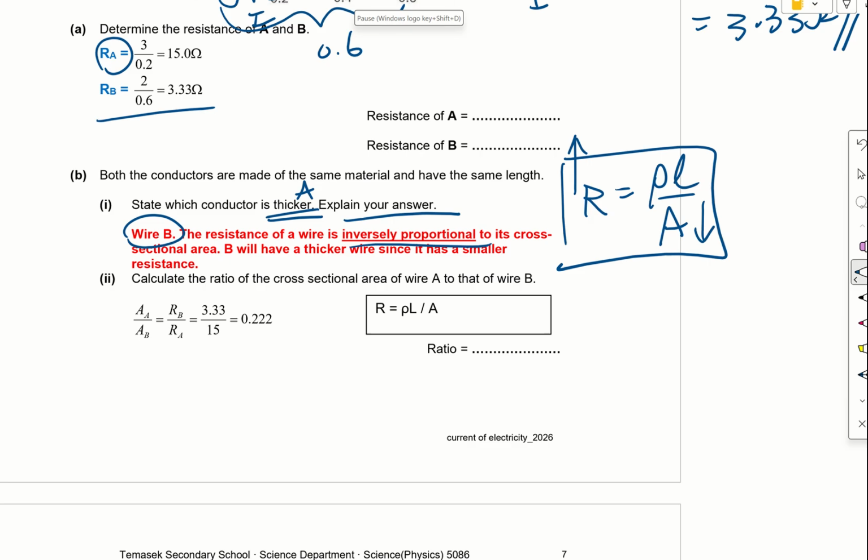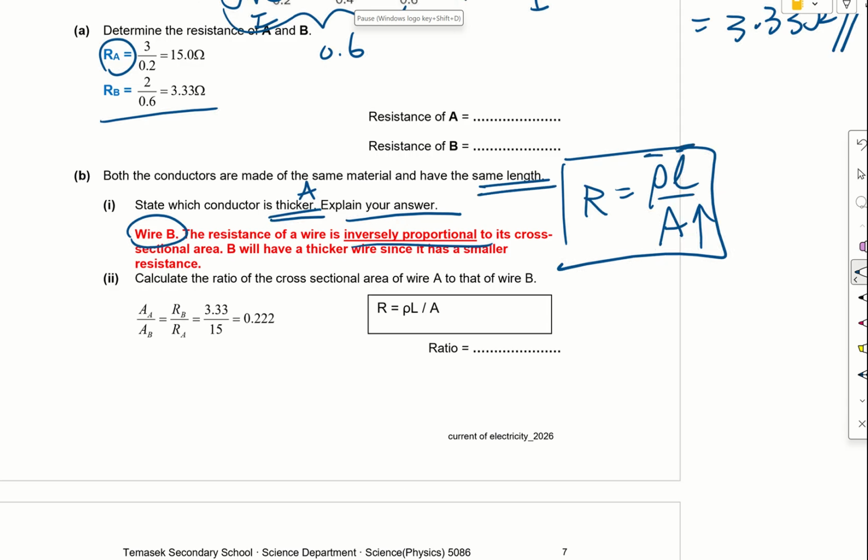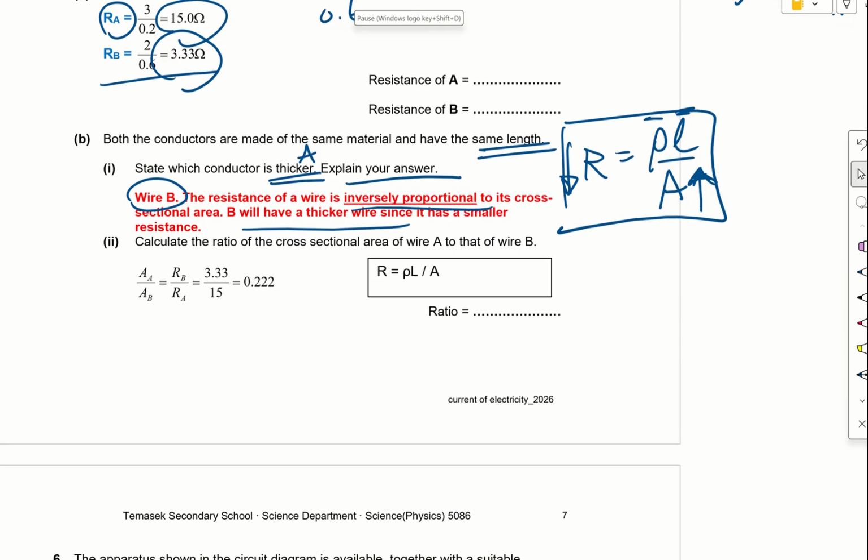smaller. Okay, sorry. Actually, they're asking for which one is thicker. That means the A is high, and if they have the same length and the same resistivity, a larger cross-sectional area will bring about a smaller resistance. And if you compare, resistance of B is smaller than resistance of A, so that means B will have a thicker wire because it has a smaller resistance.